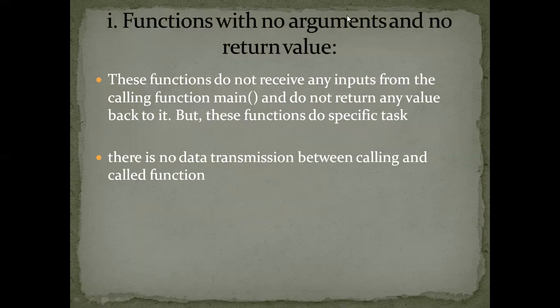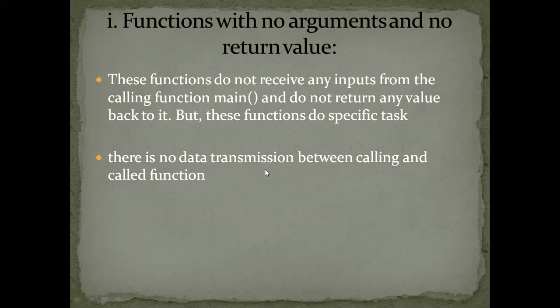The first category, that is the functions with no arguments and no return value. It means that the programmer is not going to give any parameter or argument to the function and it doesn't return any value. So these functions do not receive any inputs from the calling function main and do not return any value back to it, but these functions do specific tasks. So we'll see what tasks it is going to perform.